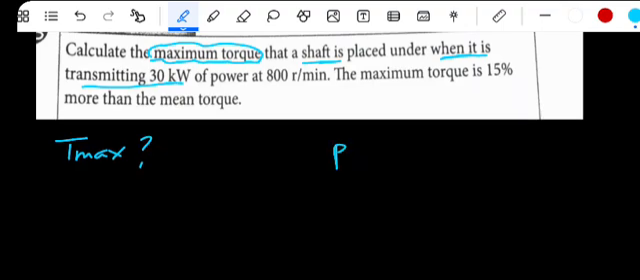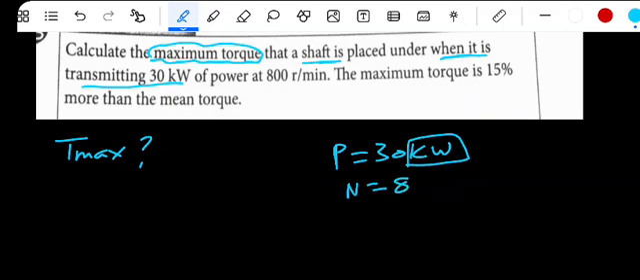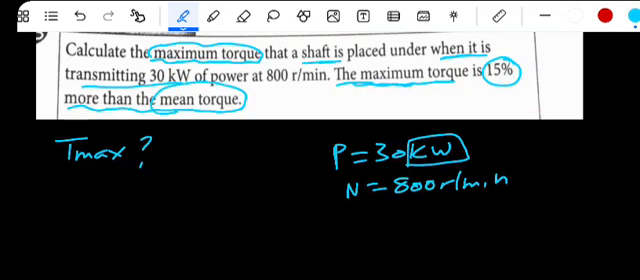We're given that it's a power, because we see the units there. It's in kilowatts. We're given N, the speed, at 800 revolutions per minute. It says determine the maximum torque. The maximum torque is 15% more than the mean torque.